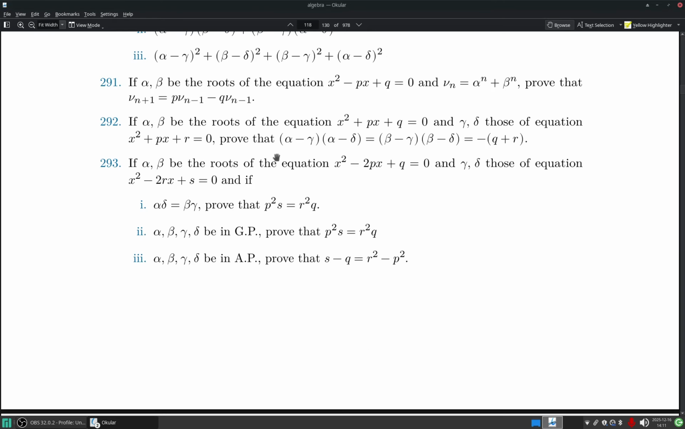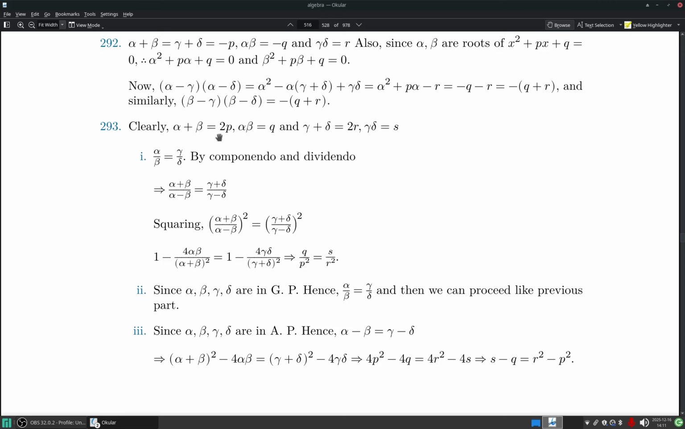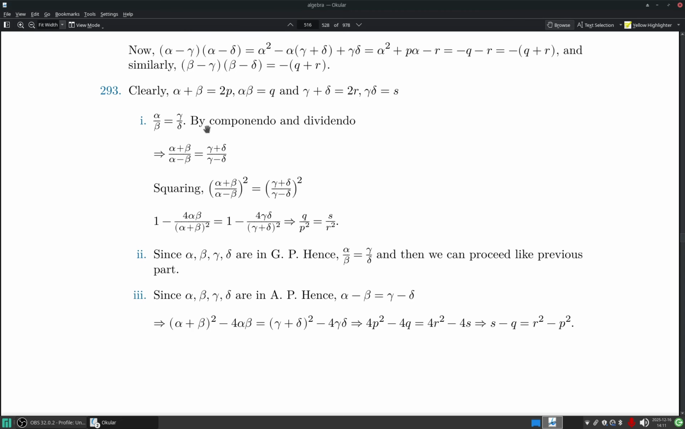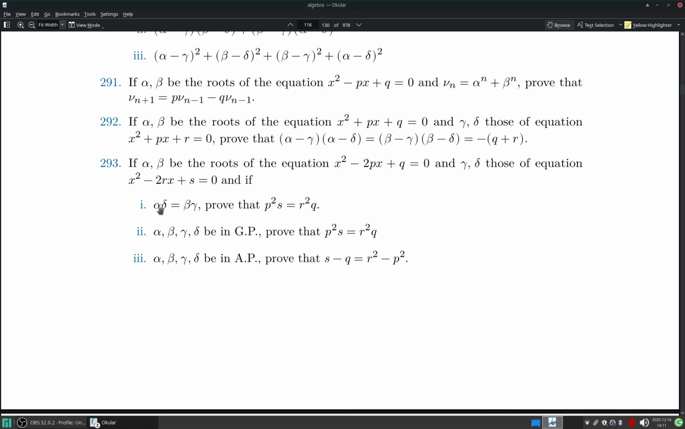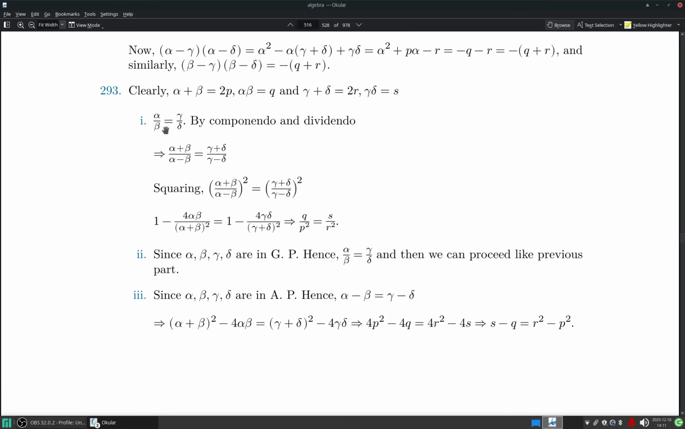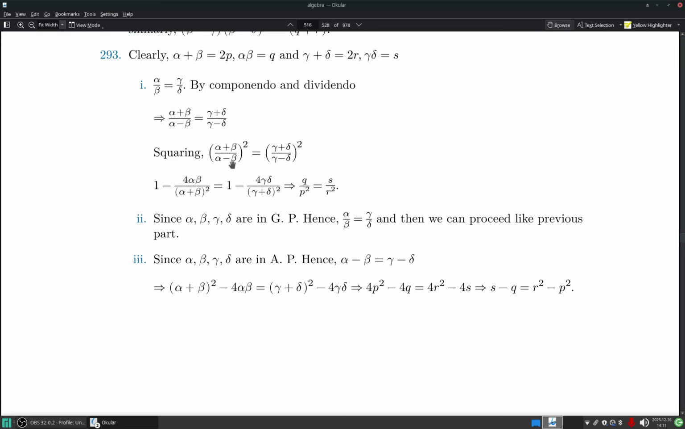So here we let alpha plus beta be 2p, alpha beta is equal to q, gamma plus delta will be 2r, and gamma delta is equal to s. So we are given that for the first one, alpha delta is equal to beta gamma. That is alpha by beta is equal to gamma by delta. So by componendo and dividendo, we have alpha plus beta by alpha minus beta is equal to gamma plus delta by gamma minus delta. We square both sides and we write left hand side as 1 minus 4 alpha beta by alpha plus beta whole square.